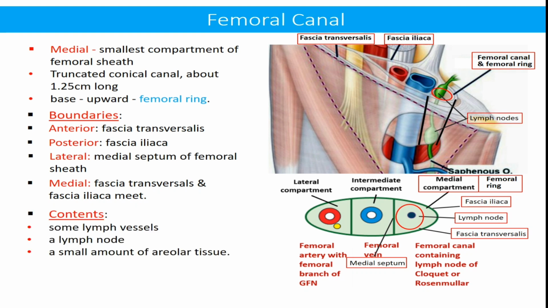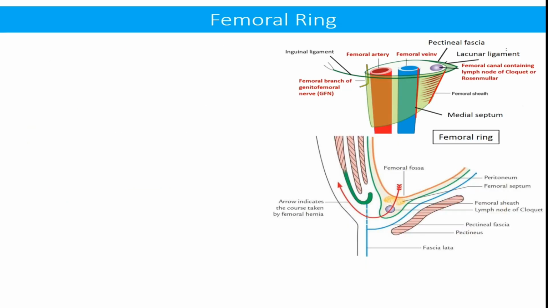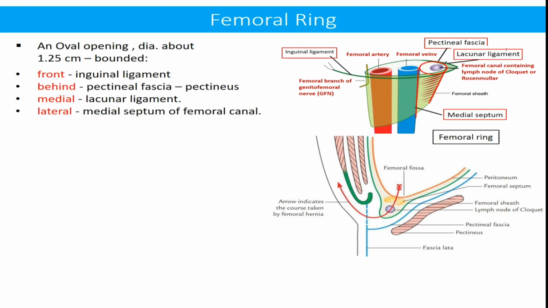Femoral canal contains some lymph vessels, a lymph node, and a small amount of areolar tissue. Femoral ring is an oval opening having a diameter of about 1.25 centimeter and is bounded in front by inguinal ligament, behind by pectineal fascia covering the pectineus muscle, medially by lacunar ligament, an extension of inguinal ligament, and laterally by medial septum of the femoral canal.